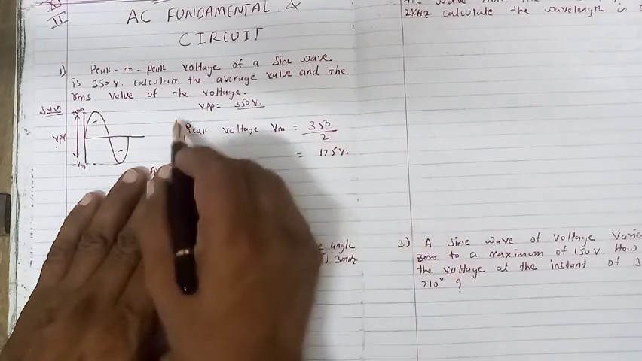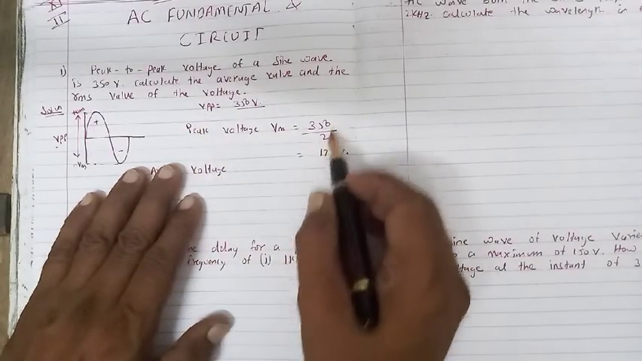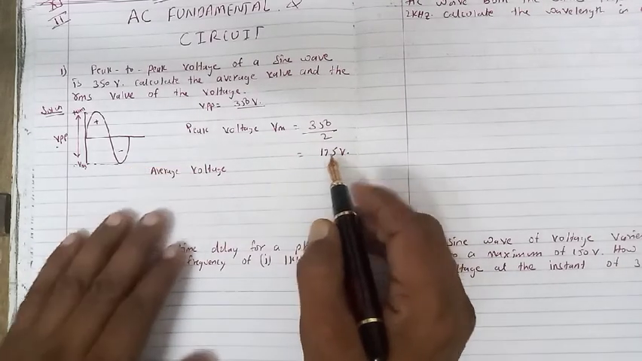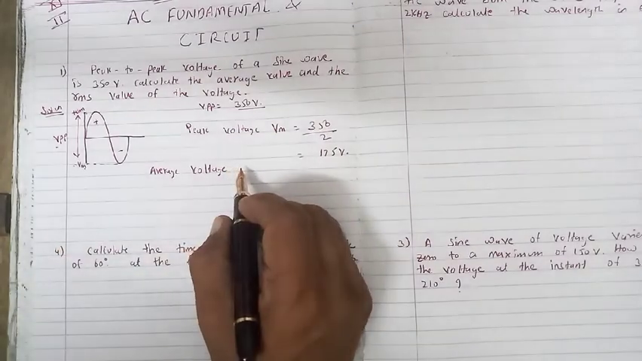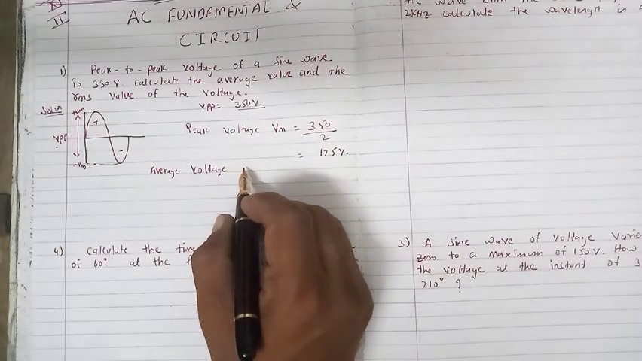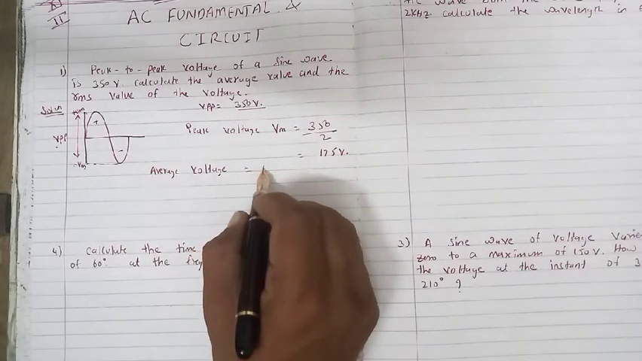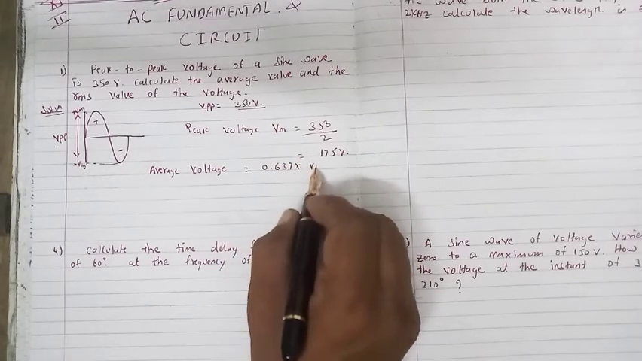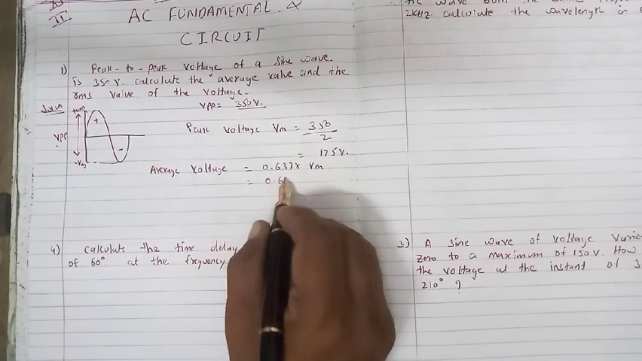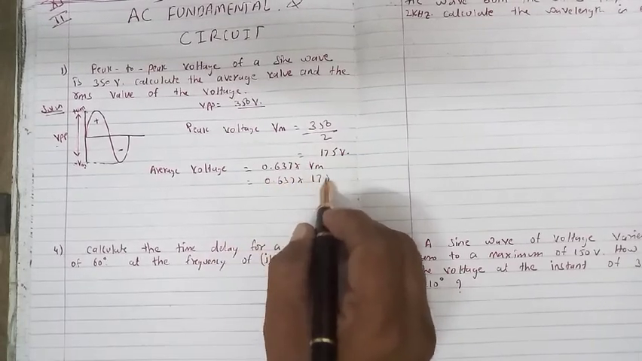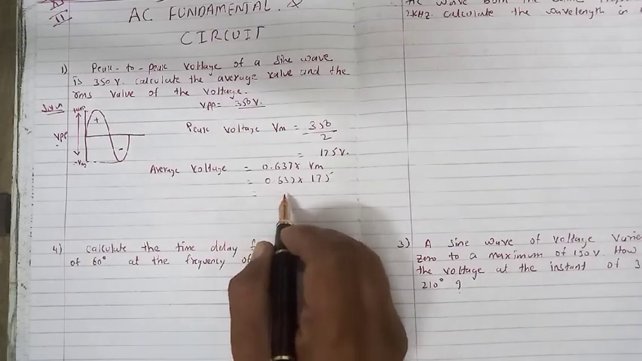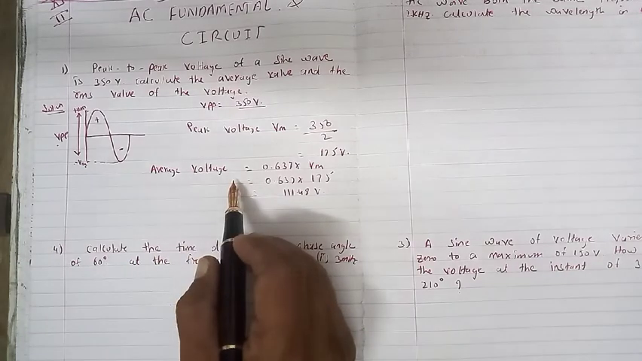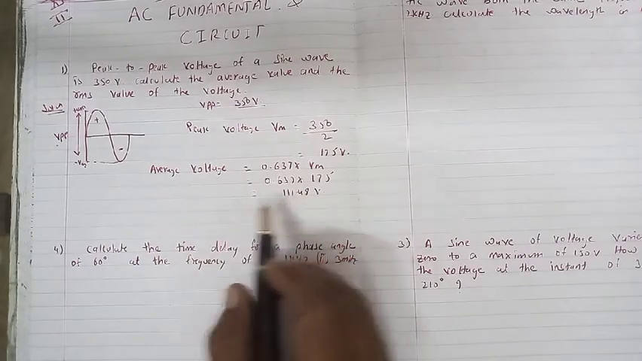Since Vm is equal to half of Vpp, it is 350 divided by 2, and you get the answer 175 volt. After that, as you know, the average voltage is given by the standard formula: 0.637 multiplied by Vm. The value of Vm has been assigned to you. So 0.637 multiplied by 175 will give you 111.48 volt. So this is the average voltage.